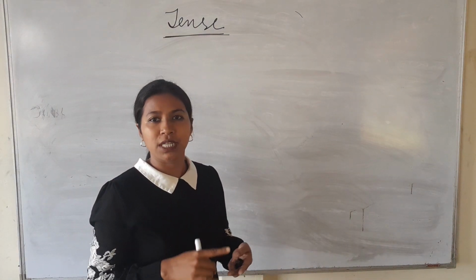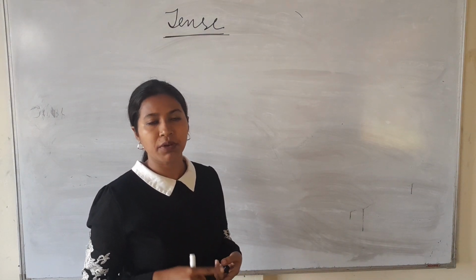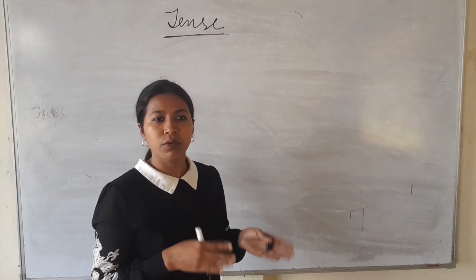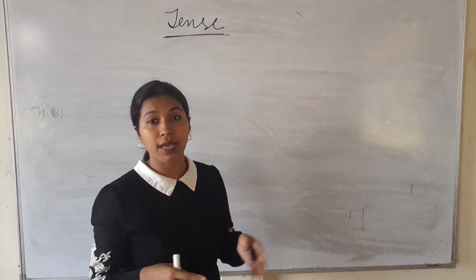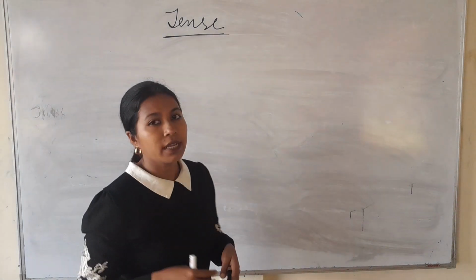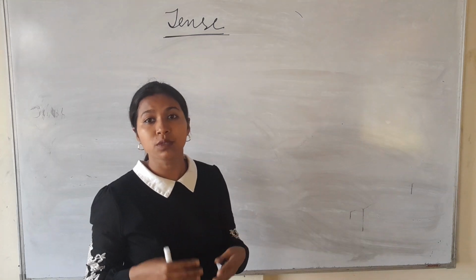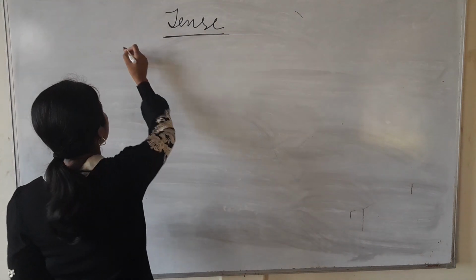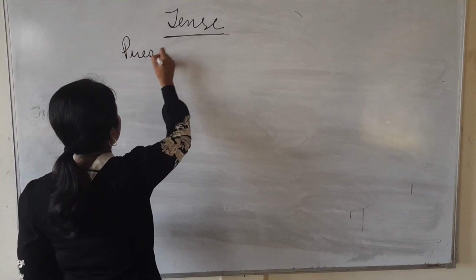We all know that present indefinite, present continuous, present perfect, present perfect continuous. And similarly past also has four forms, future also has four forms. So altogether we have 12 forms of tenses. So now we are going to learn all these forms of tenses one by one and its uses. So when we talk about tense, first comes the present tense.